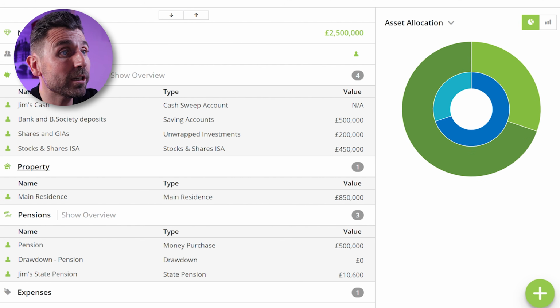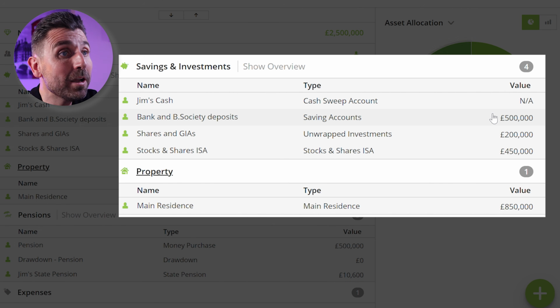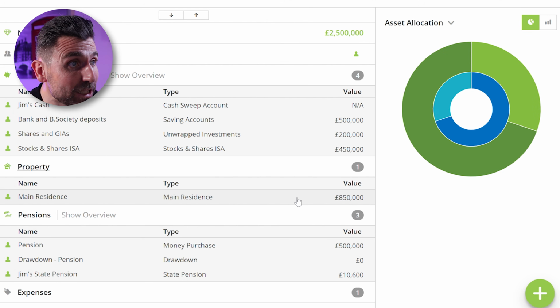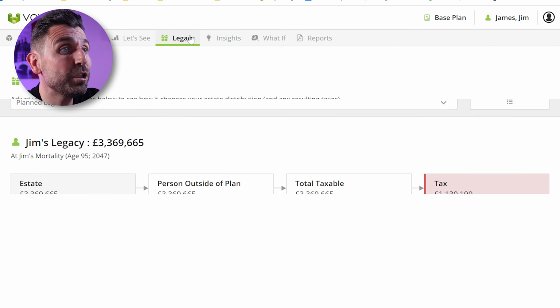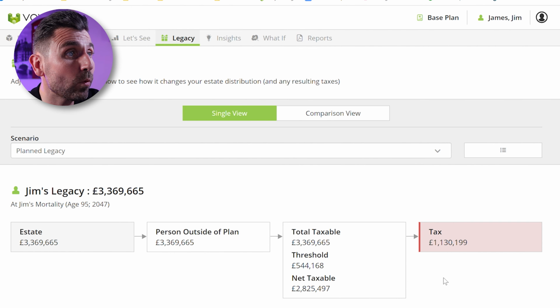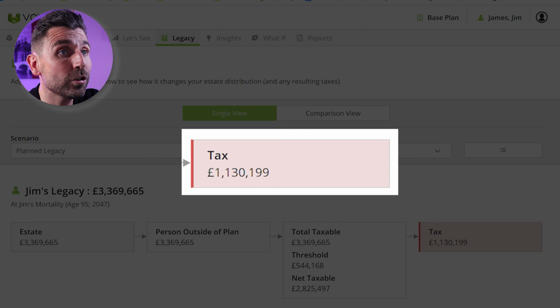The assets that would be subject to IHT are shown here, and they are cash in the bank, money held in stocks and general investment accounts, an ISA, and a property worth £850,000. Probably quite a big place for a single chap to be rolling around in, but there we go. If we go to the legacy section here, it shows us a projection of the amount of tax that would be due at the end of the timeline, which we've assumed is age 95. And it gives us a figure of just over £1.1 million.